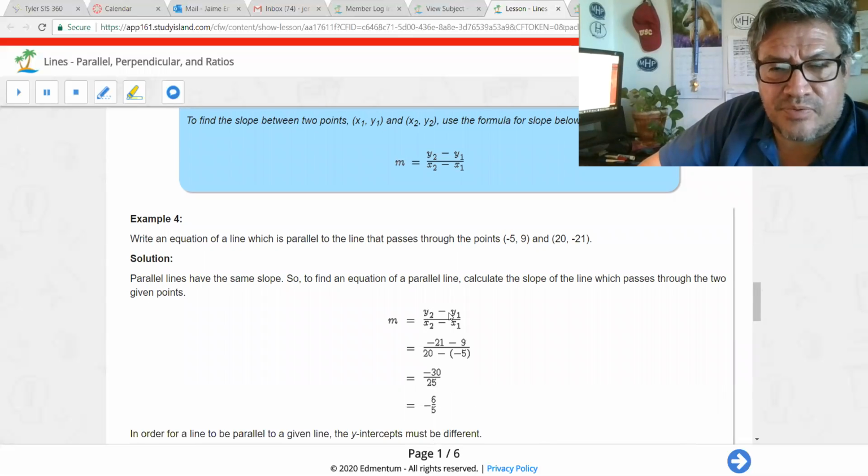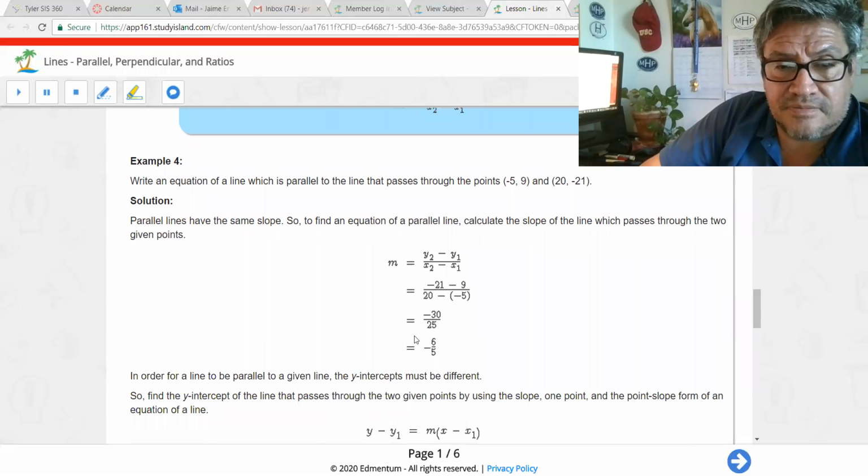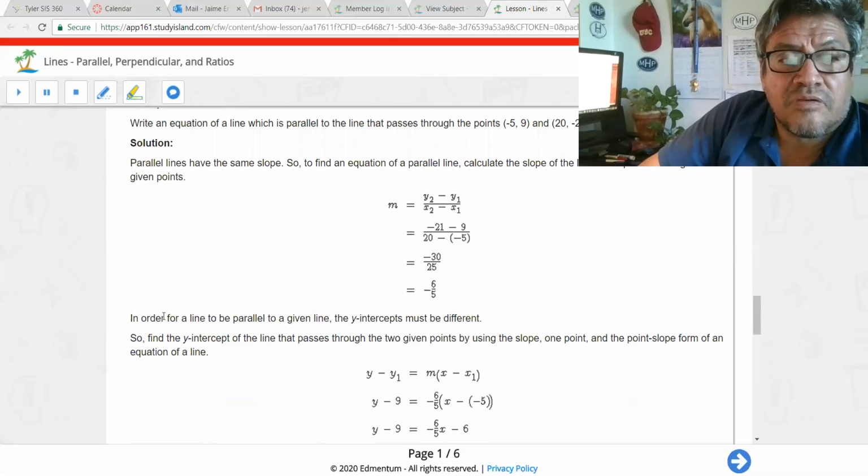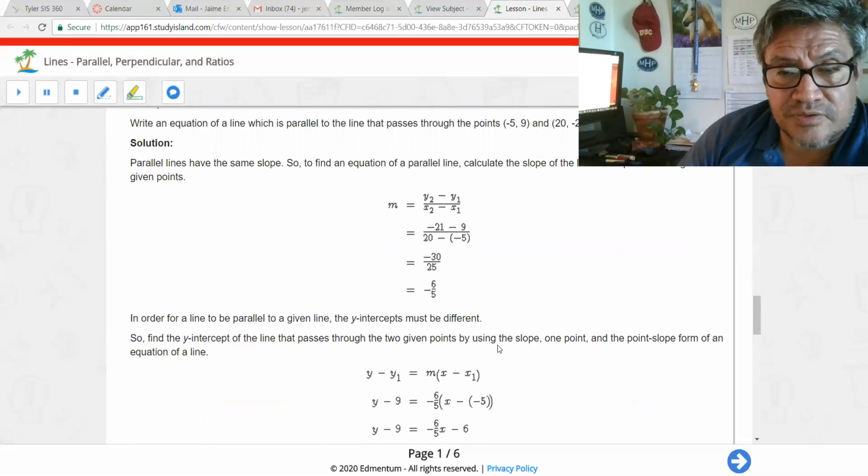So we're going to put the points in for y2 minus y1, which would be negative 21 minus 9, and the x part is 20 minus negative 5. Do the math, you get negative 30 over 25, and the resulting value is negative 6 over 5. In order for a line to be parallel to the given line, it has the same slope but a different y-intercept. So now we have to look for another equation, with a different y-intercept.